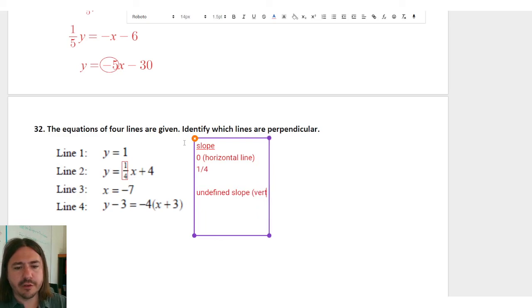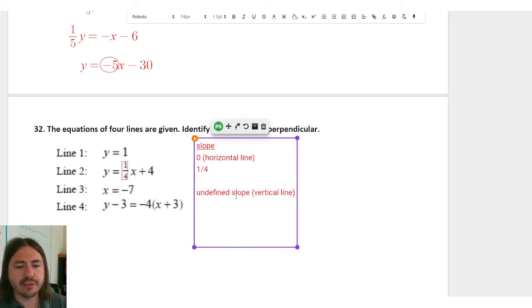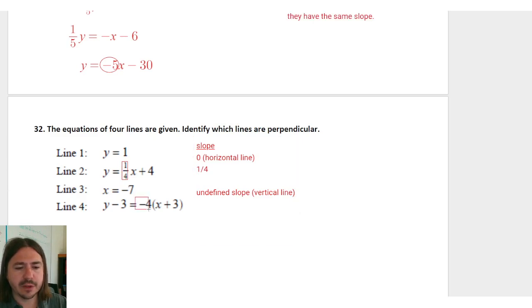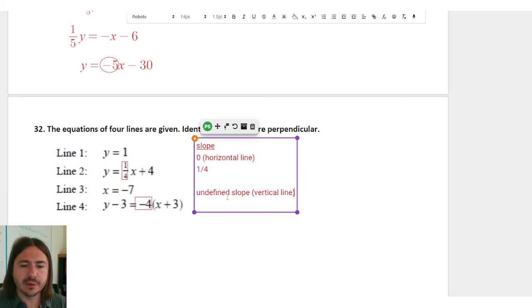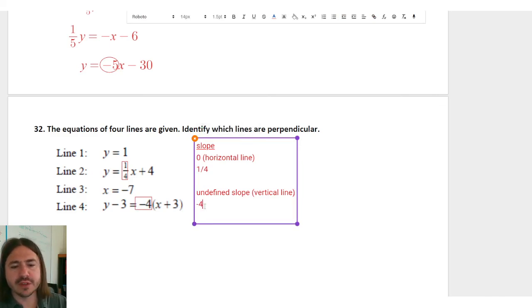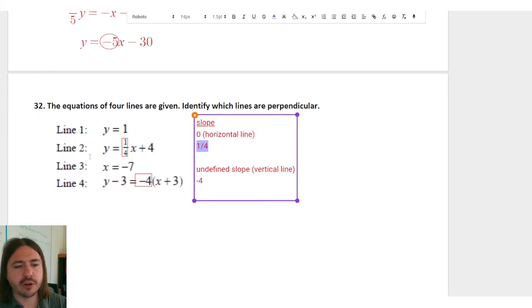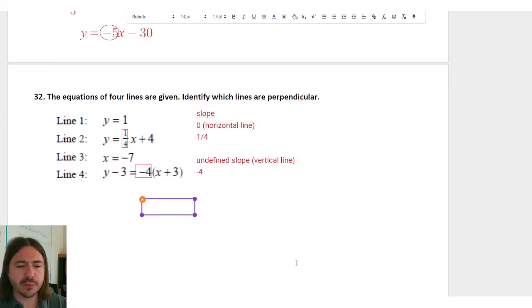And that is a vertical line. So that one is going to be a line that is perpendicular to line 1. But let's check this last one just to see if maybe we get another pair. And yeah, actually we do here. So the slope here is going to be -4. And so -4 is the opposite reciprocal of 1/4. So we can see lines 2 and 4 are also going to be perpendicular. So we actually get 2 pairs of perpendicular lines here.